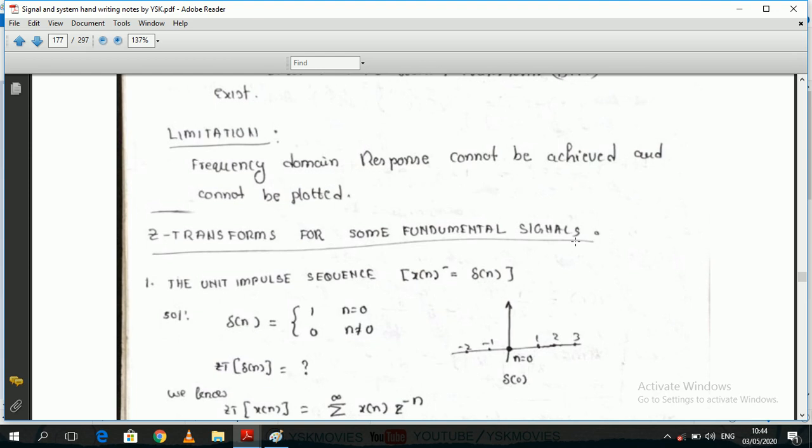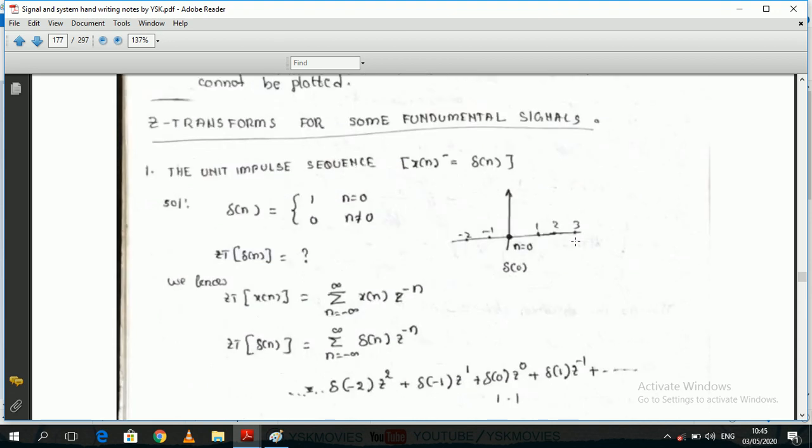This is the major thing you should know. In Laplace transform or some other Fourier transform, you can plot the signal and observe it by using the plot. But in Z transform, we cannot plot it. But why we are using Z transform is to design the digital filters. So what is the formula for Z transform?